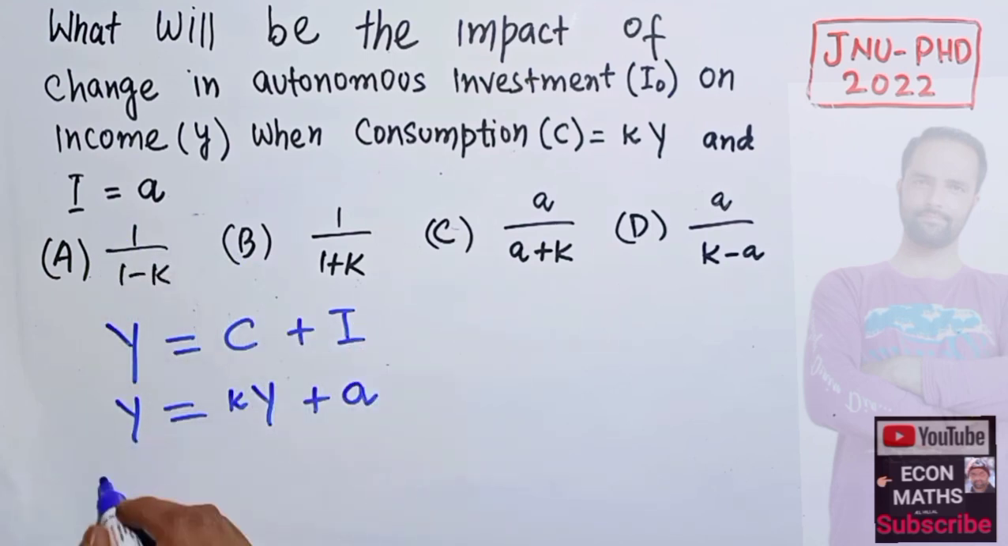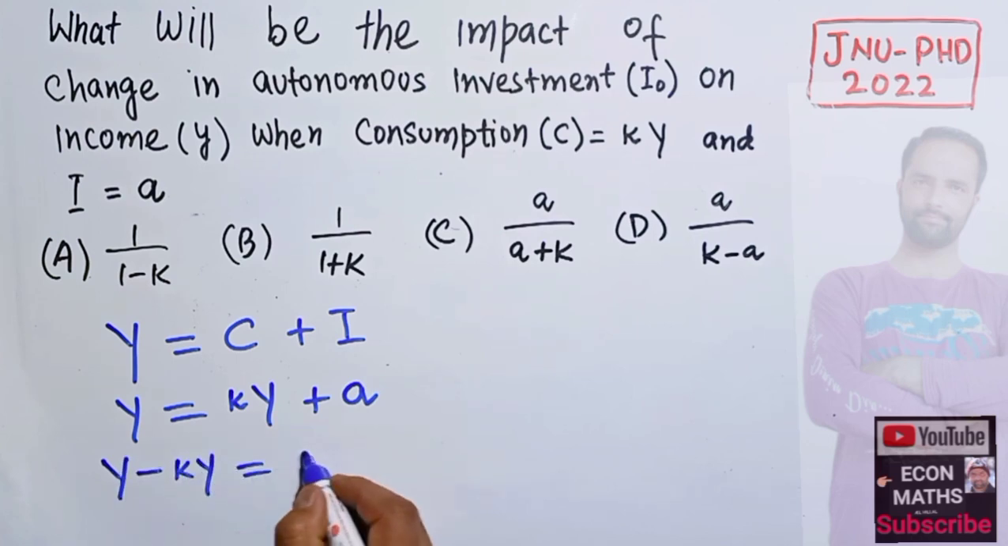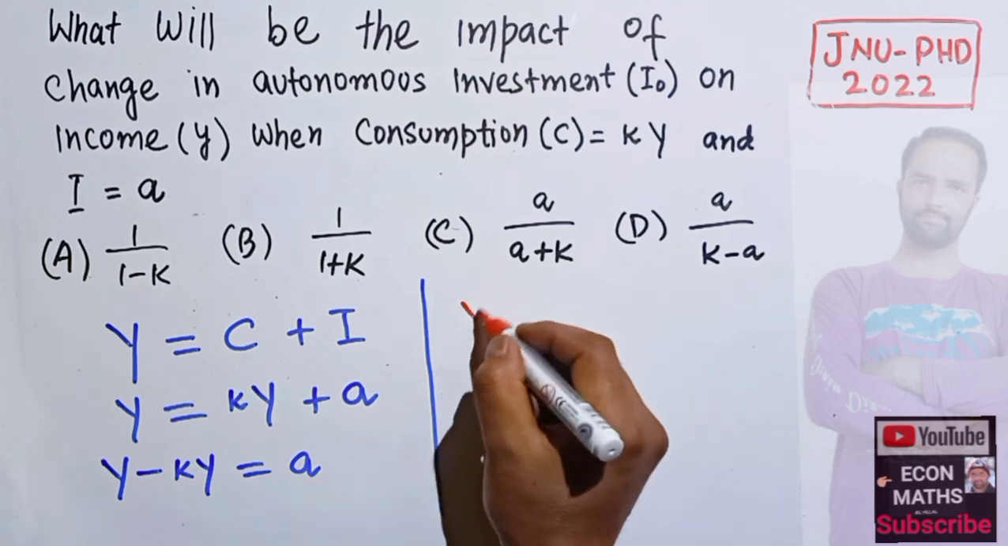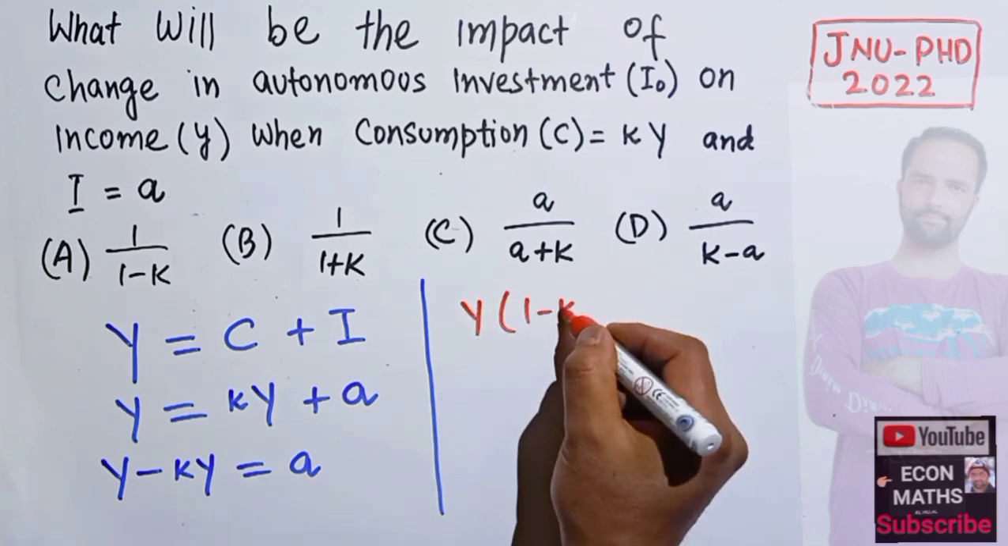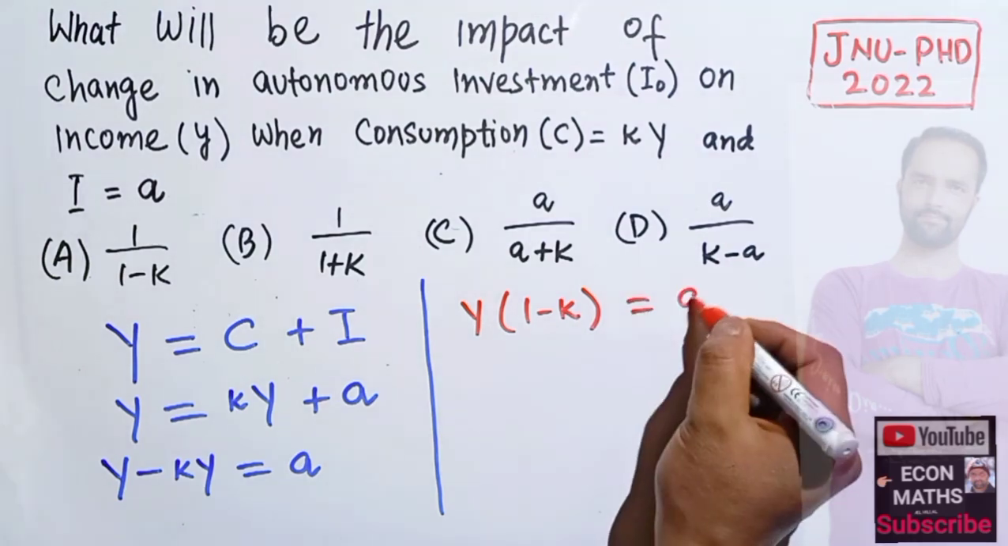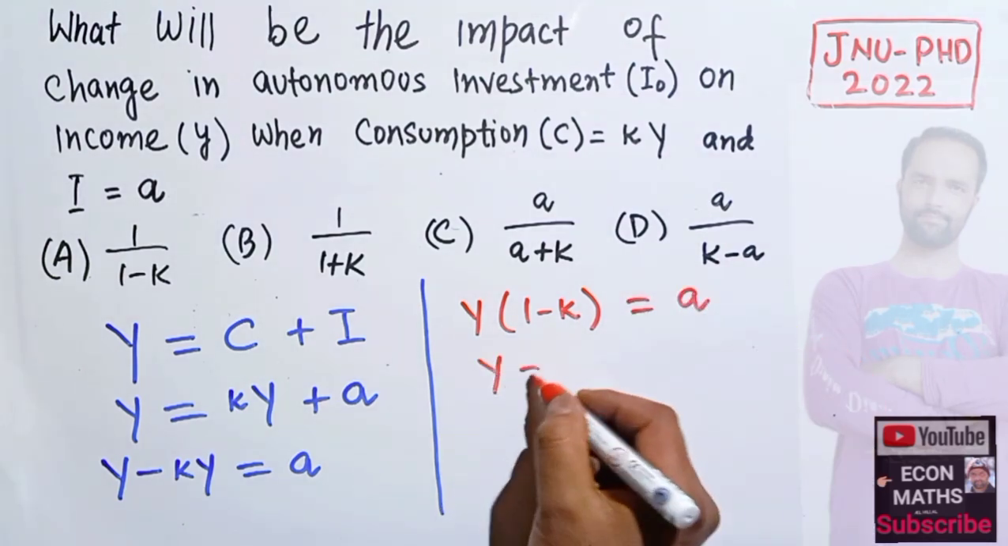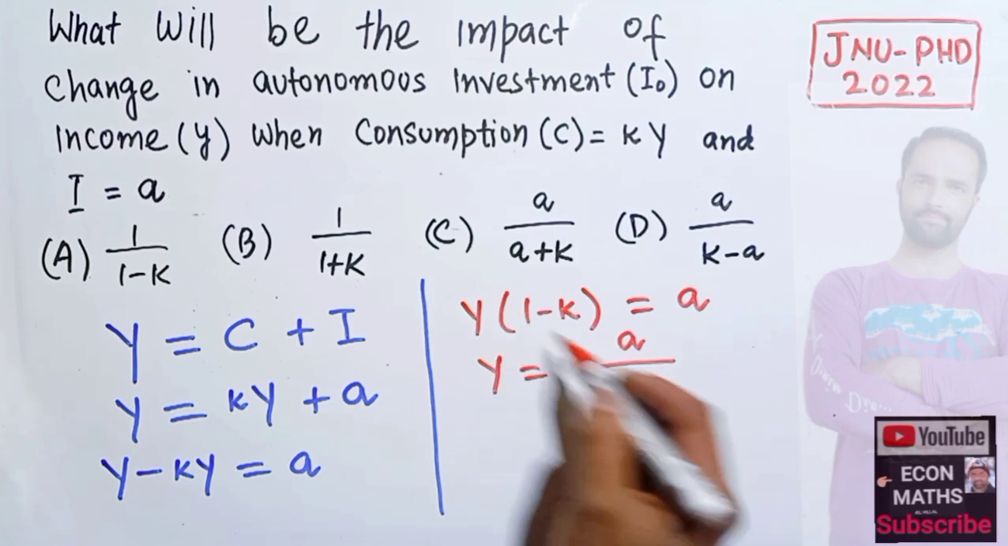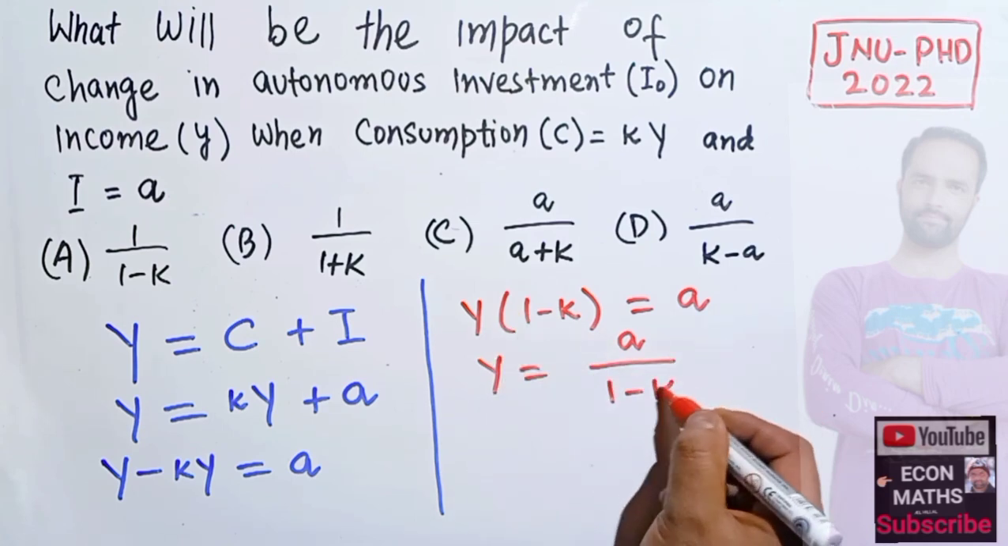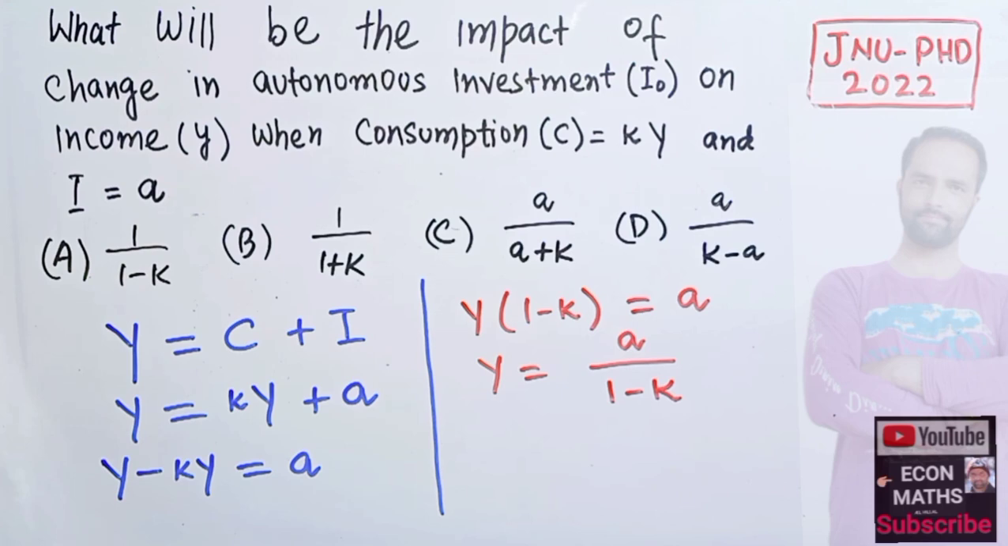So transposing this KY here, it will become Y minus K times Y should be equal to A. Let's take Y common here. If we take Y common, we will be left with 1 minus K should be equal to A, or Y will be equal to A upon 1 minus K, if I transpose it here. This is our multiplier here. Now we need to find out the change in autonomous investment here. Investment is being denoted by A here.